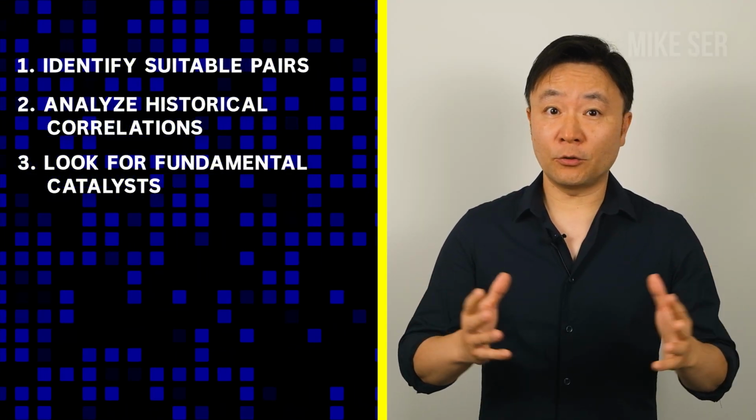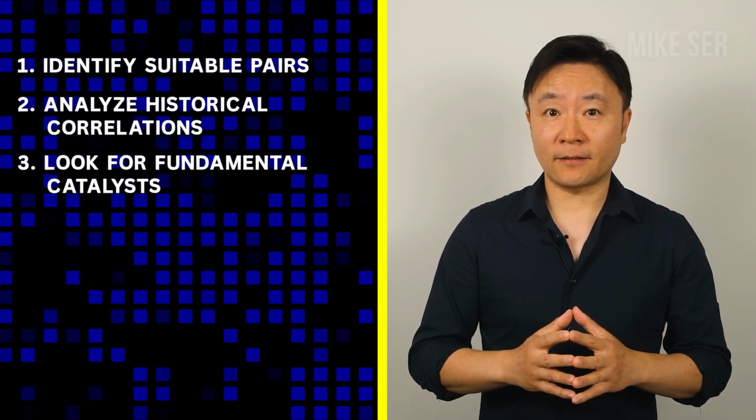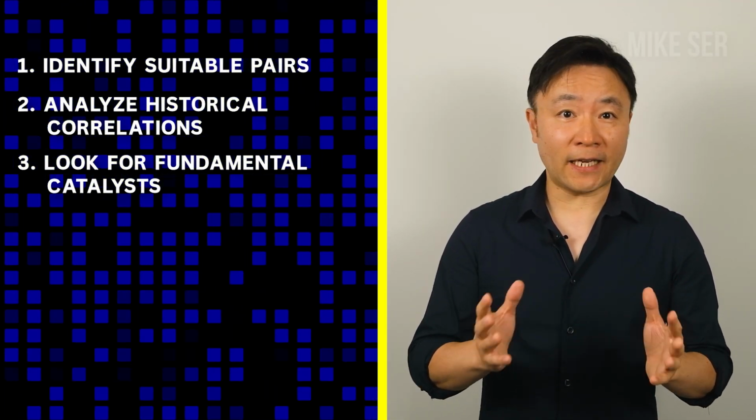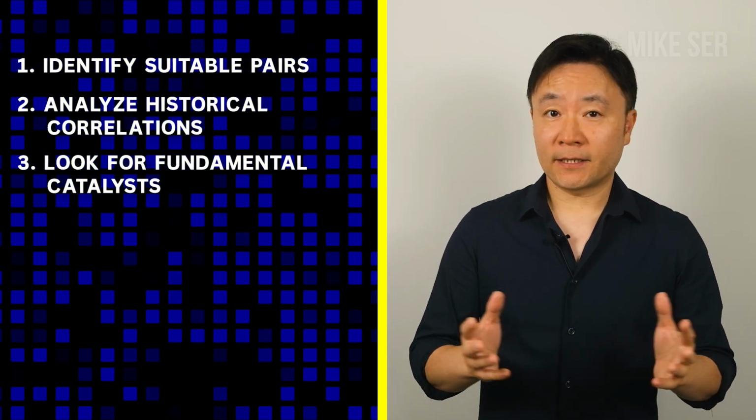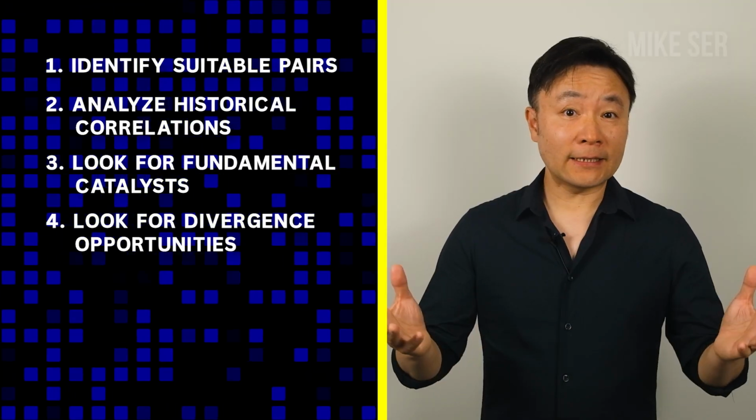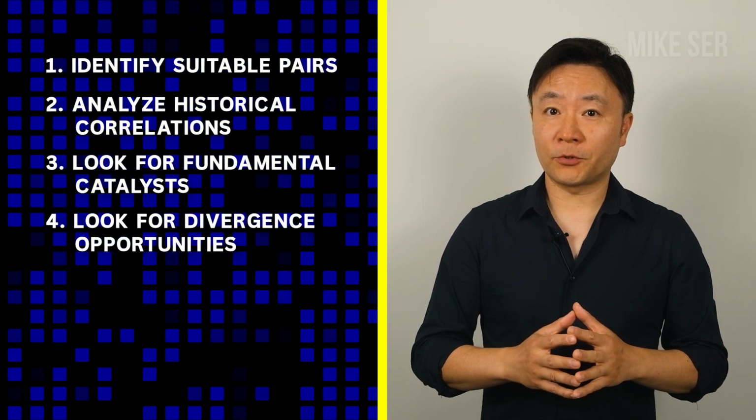The third is to look for fundamental catalysts. Now, assess the fundamental factors that may impact the pair. Consider any company-specific news, earnings, economic data, or events that could affect the securities differently. Now, any news that affects one security more significantly than the other can lead to price divergences and potential pair trading opportunities.